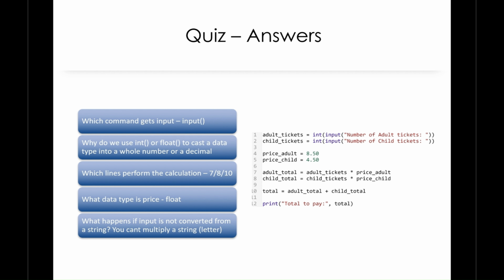What data type is price? Price is a float data type because it's got a decimal point in it. And what happens if input is not converted from a string? It means you can't multiply a string. Obviously, you can't multiply letters with numbers. That's not the way maths works.